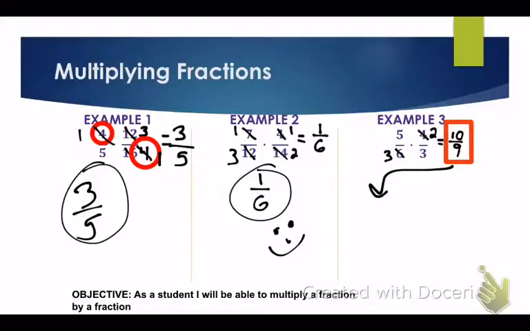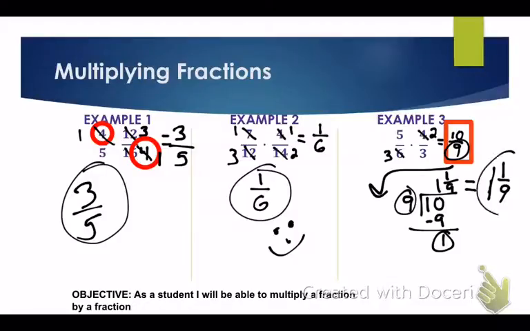The top number is 10, so that one goes inside the box, 9 on the outside. How many times does 9 go into 10? 1. 1 times 9 is 9. You subtract, we get 1 left over. This 1 becomes my numerator, and the 9, which is the original 9 in both sides, becomes my denominator. My answer is 1 and 1/9, and that should be your total answer. Ladies and gentlemen, those are your 3 examples.